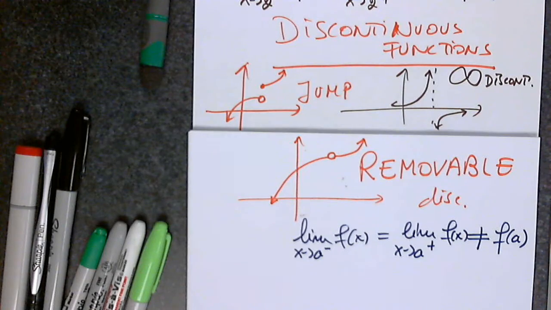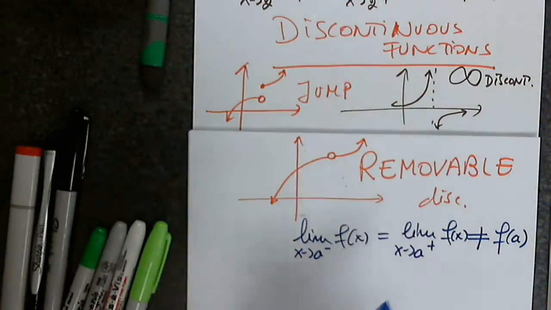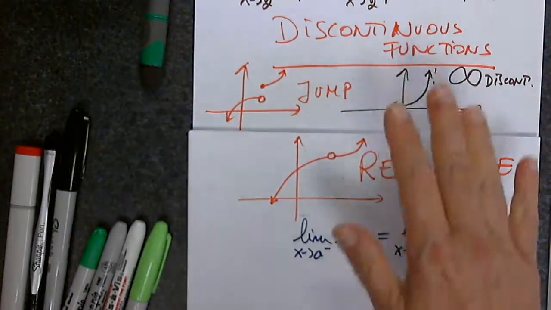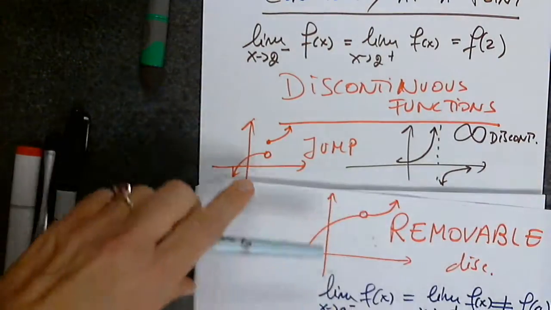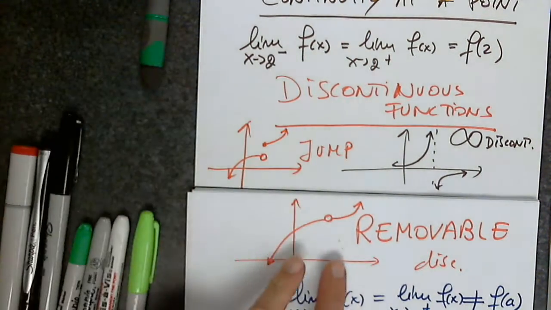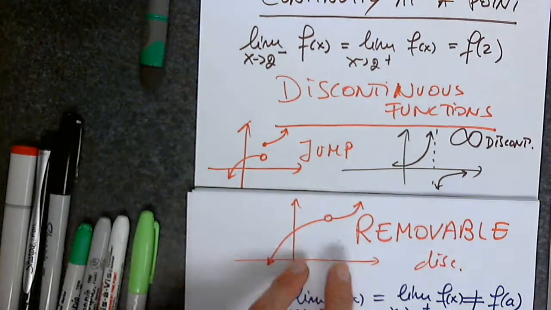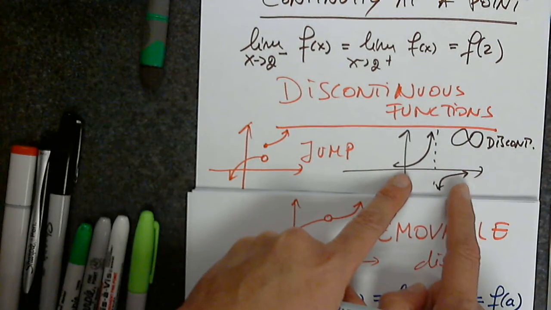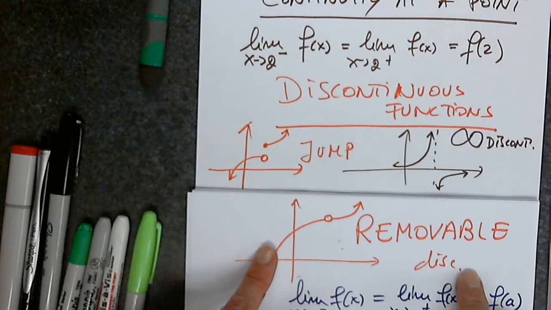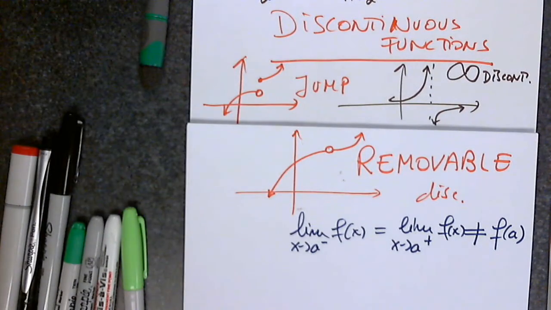Okay, why is it called removable? It's called removable because I can define this function slightly differently and fill this in. Here I cannot do that. Even if I try, there is nothing I can do to make this continuous. This one is the only one that I can make continuous by redefining the function slightly. This one I can never make continuous. That's why it's called a removable discontinuity. It's the only one that I can work on and get a continuous function out of it.